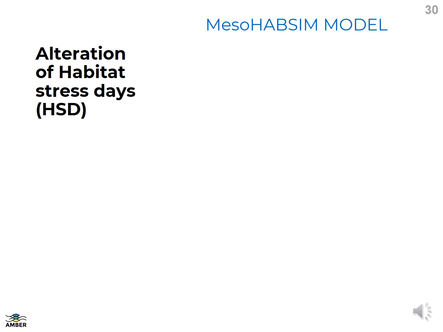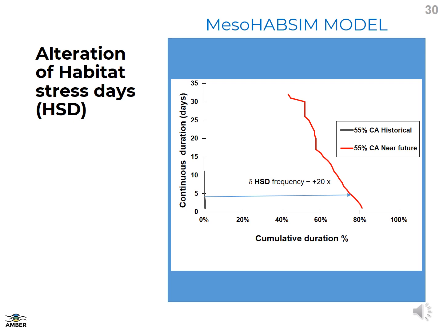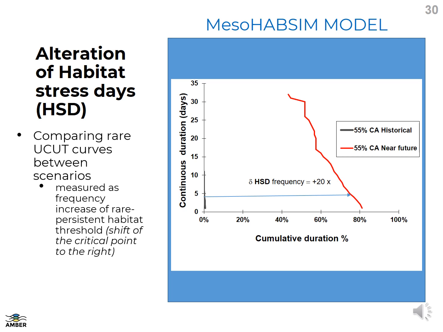Alteration of habitat stress days can be measured on UCAT diagram for rare thresholds. We plot the rare thresholds for both scenarios. The distance between the critical points on the curves indicates the frequency change of persistent events. It is expressed as a ratio of habitat stress days from reference scenario. In this diagram, the frequency increase is to 2000% of original, hence the habitat area will be under this threshold for persistent amount of time, about 20 times more frequent.